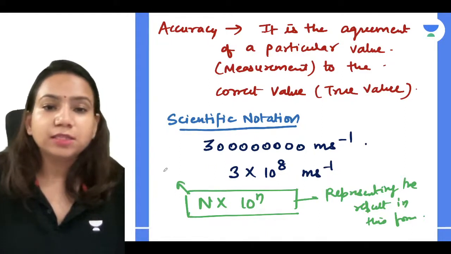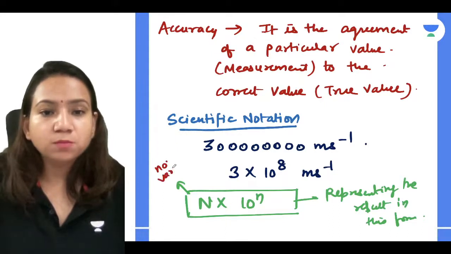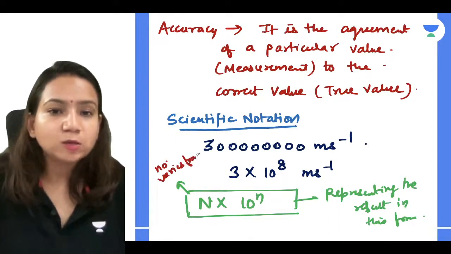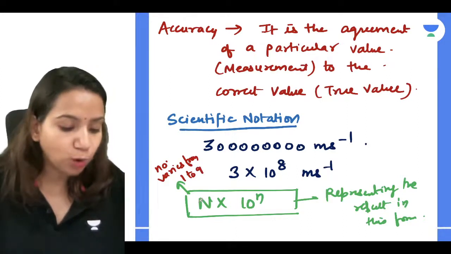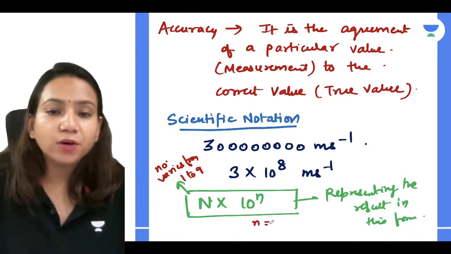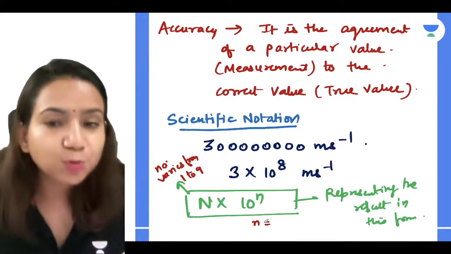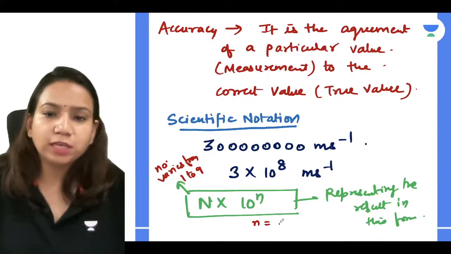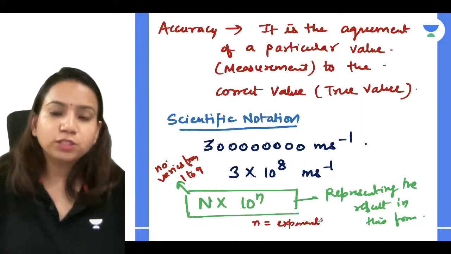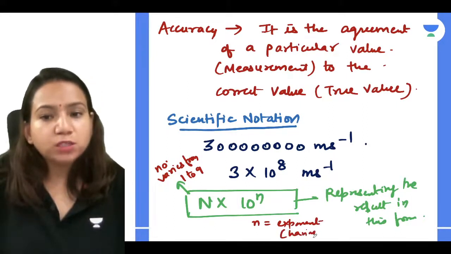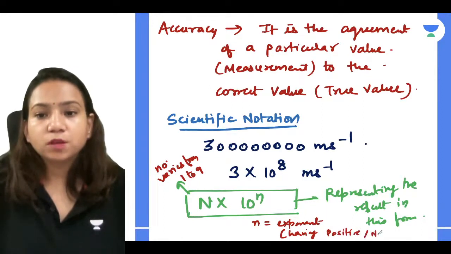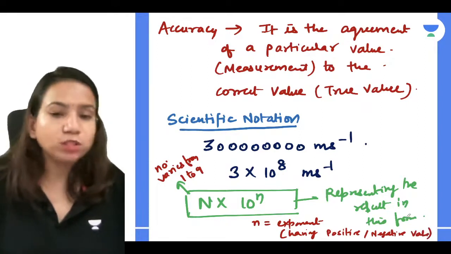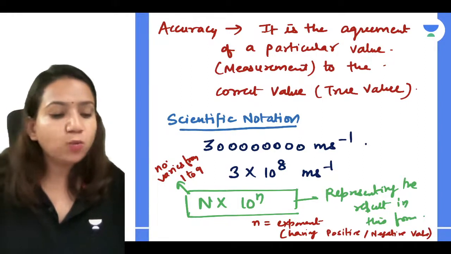Always remember, this is a number that varies from 1 to 9. You have to express it in such a way that this value is between 1 and 9. And what is small n over here? Small n is the exponent, having a positive or negative value. Very simple. Correct? So this is how we can represent it.